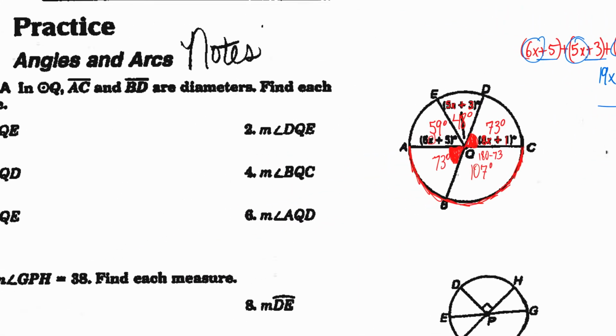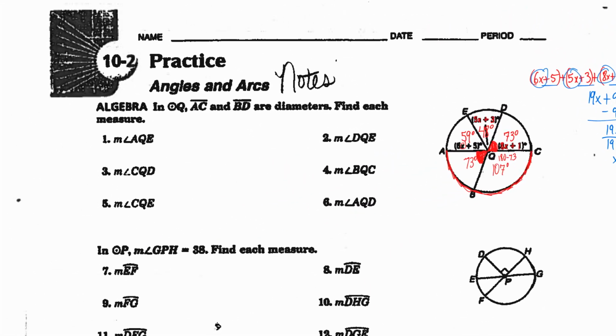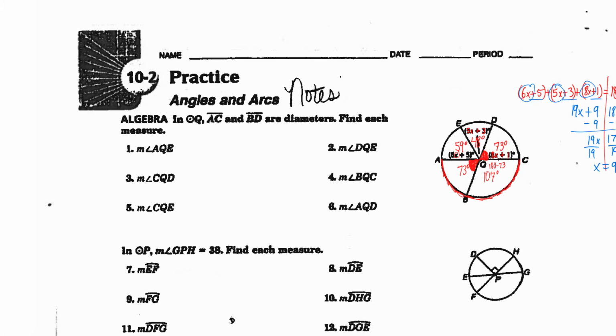Okay, now we can answer these questions real easy. So most of them we already have the answer right off. So AQE is 59. That's this angle right here. That's AQE. Okay, DQE is 48. That's it right there. Okay, CQD. 73. That's already it right there. Okay, BQC. 107. Okay, good. It's right there. BQC is 107.